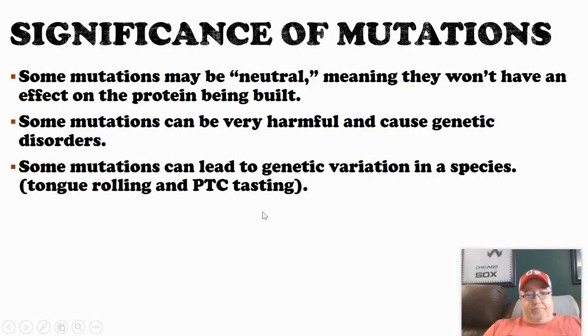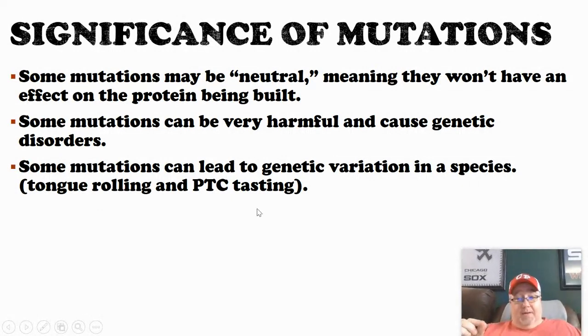Another one, and we'll do this in class when we come back, is called PTC tasting. There's a certain chemical that I have on papers in class, and I'll give you guys one. If you put it in your mouth, either you can taste it or you can't. It's one or the other. Everybody's either a taster or a non-taster, but it's all caused by a gene. If you can taste it, then you have this particular gene. If you can't, you still have the gene. You just have the mutated version of it.